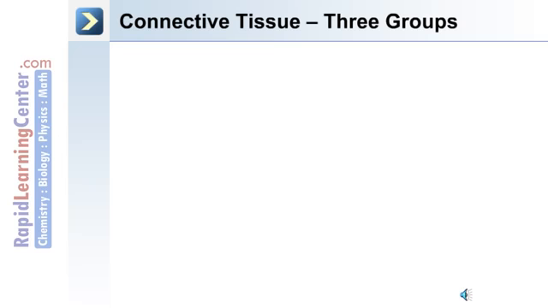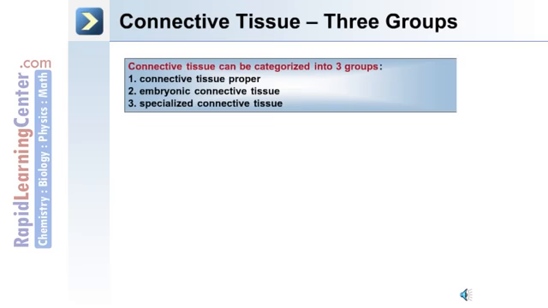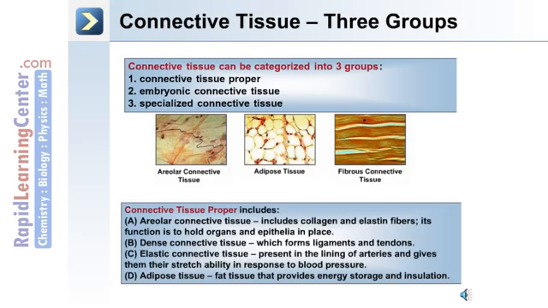There are three separate groups of connective tissue: connective tissue proper, embryonic connective tissue, and specialized connective tissue. Let's begin with connective tissue proper. This includes areolar connective tissue, which is collagen and elastin fibers, and they function to hold organs and epithelia in place. Dense connective tissue. This forms the ligaments and tendons.